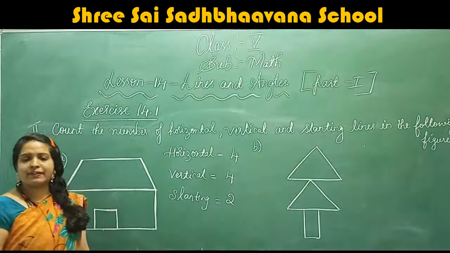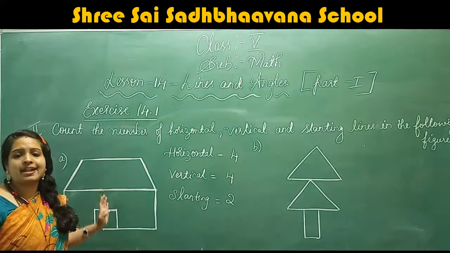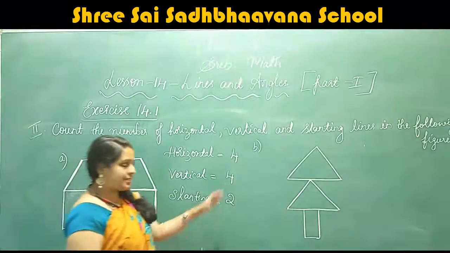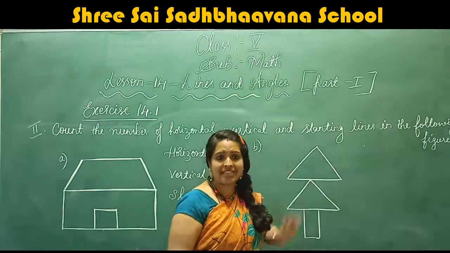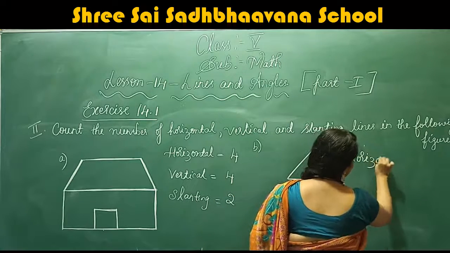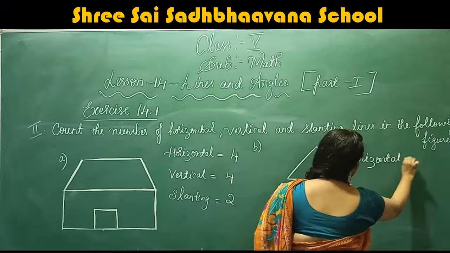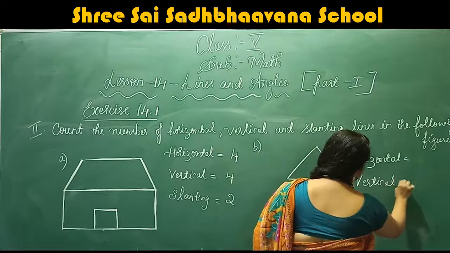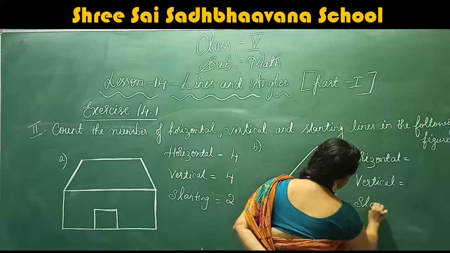Understood, children, how to identify the horizontal, vertical and slanting line in the given figure? Let us move on to one more example. Say in this figure, we have to find the same thing again. What is the horizontal line? Okay. Then the vertical line and the slanting lines.